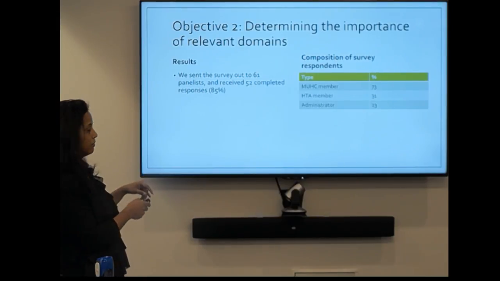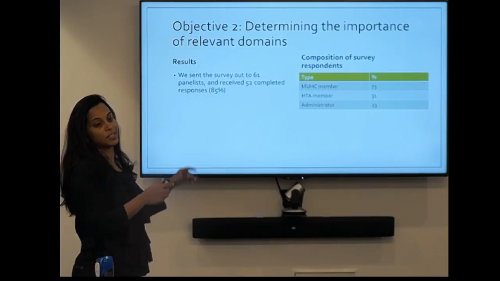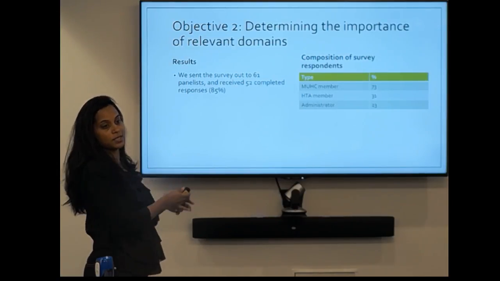Because it's not exclusive. MUHC members can also be administrators.